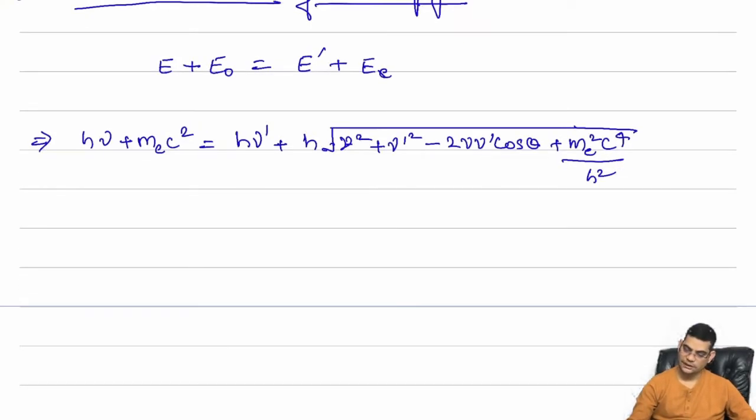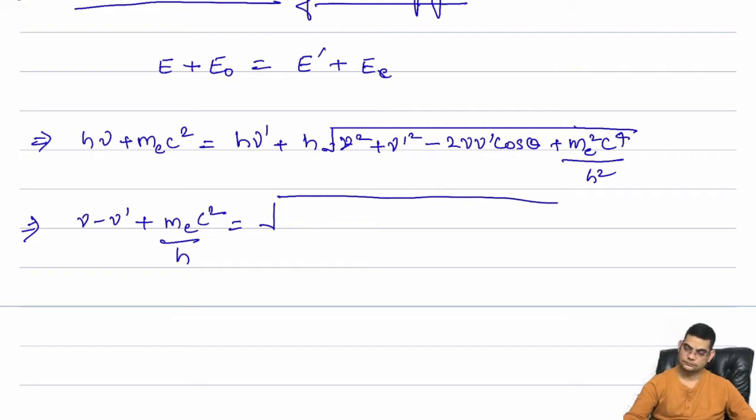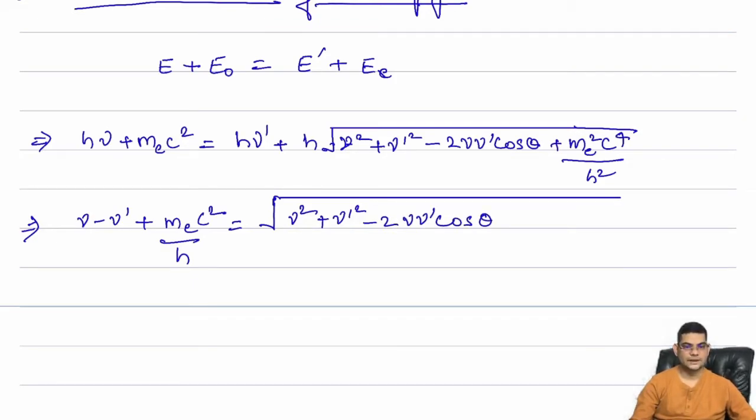Now taking this term to the left hand side and dividing by h, we can write this equation as nu minus nu dash plus me c square by h is equal to root of nu square plus nu dash square minus 2 nu nu dash cos theta plus me square c to the power 4 by h square.